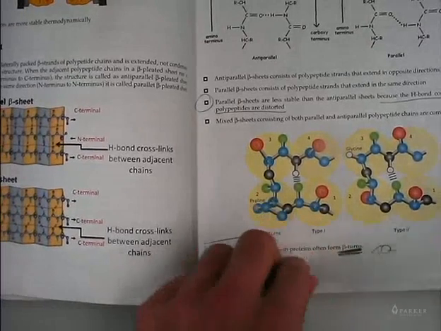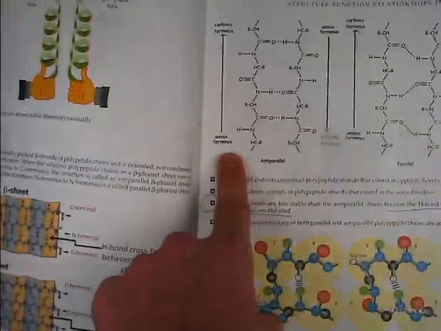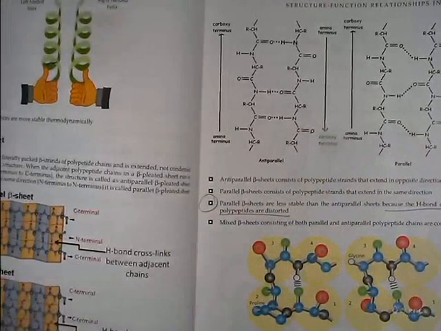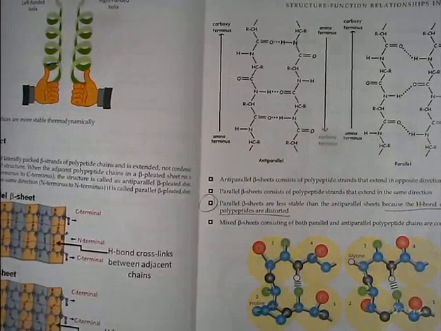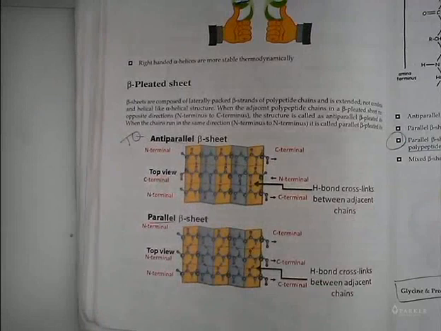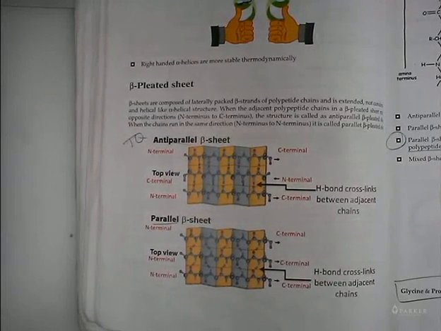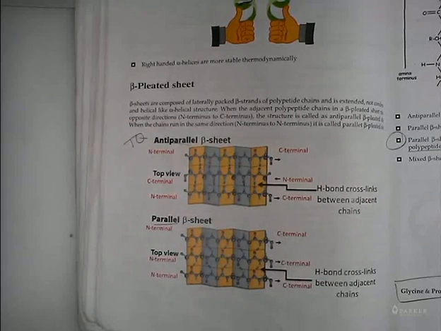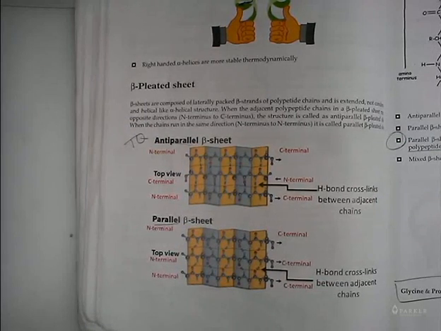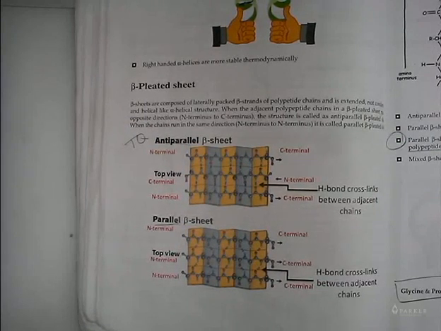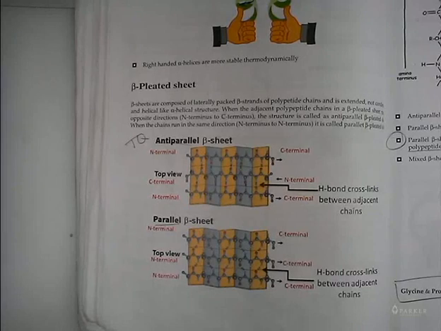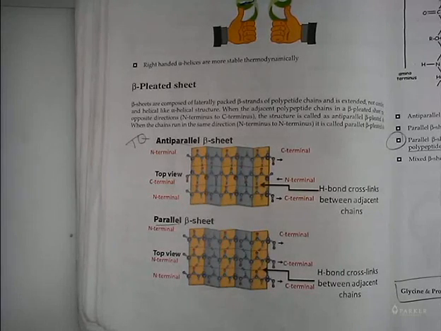Did you forget about the anti-parallels? Anti-parallel beta pleated sheets, so when they run in opposite directions, so going N to C, the amino side to the carboxyl side going that way, our amino side, carboxyl side going that way. When they're running opposite, just like DNA, it's more stable. Whereas when they're parallel and they're both going the same direction, that's less stable.